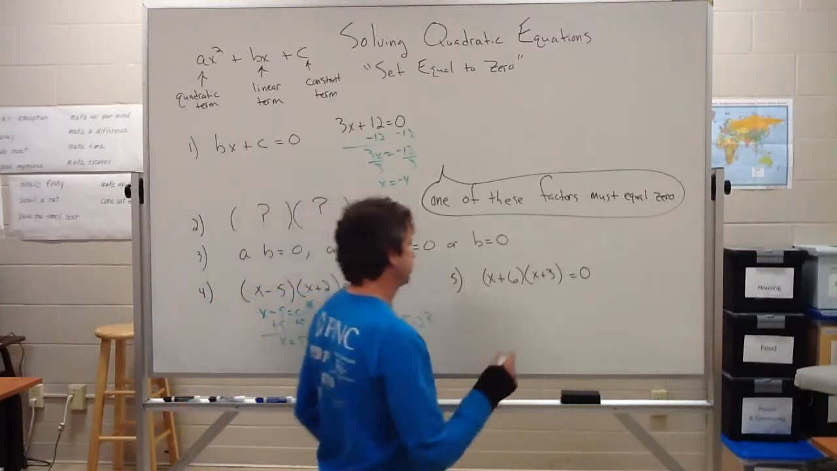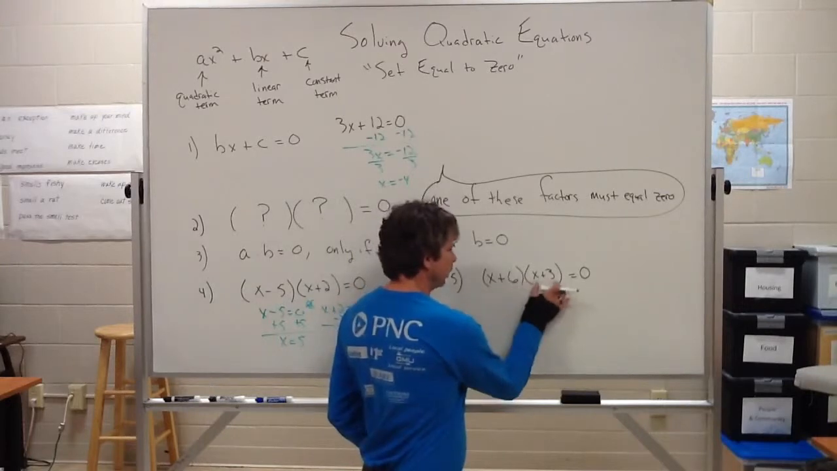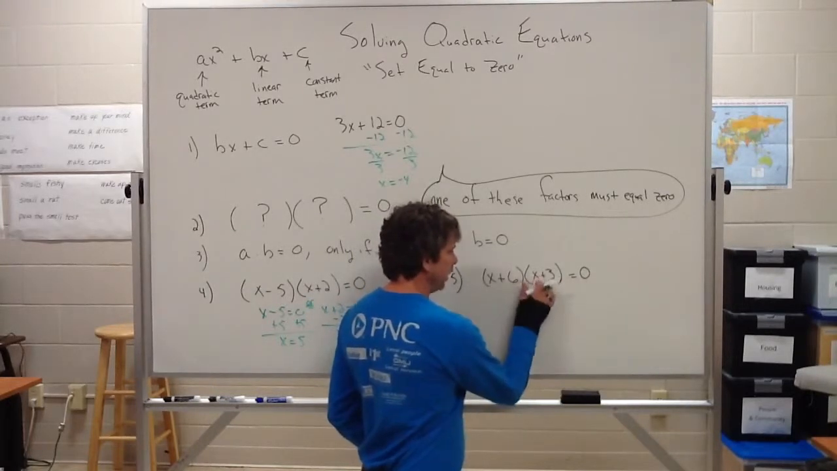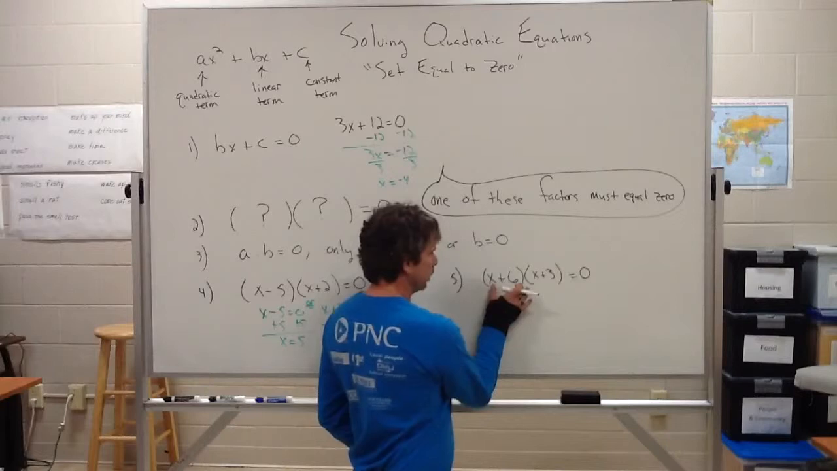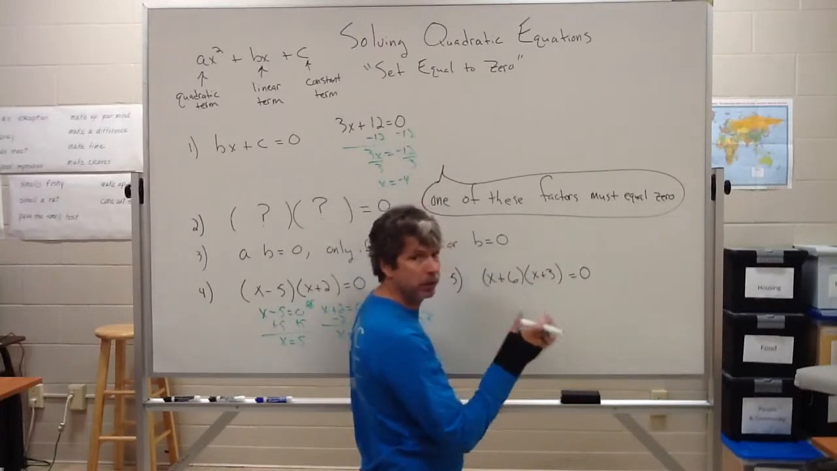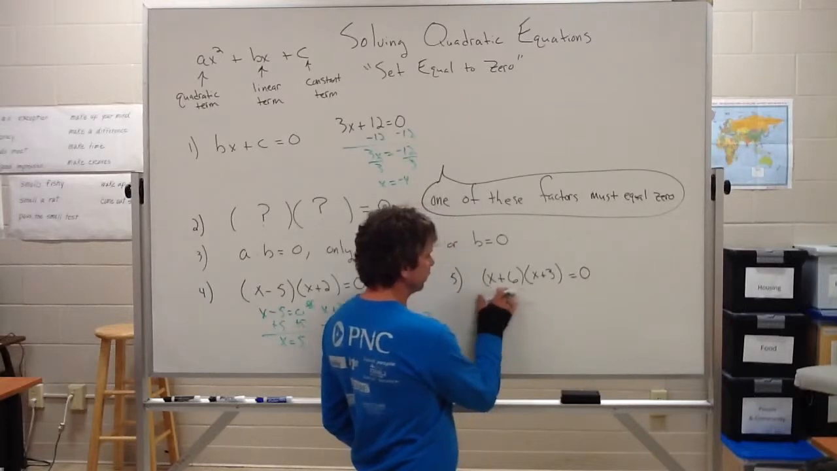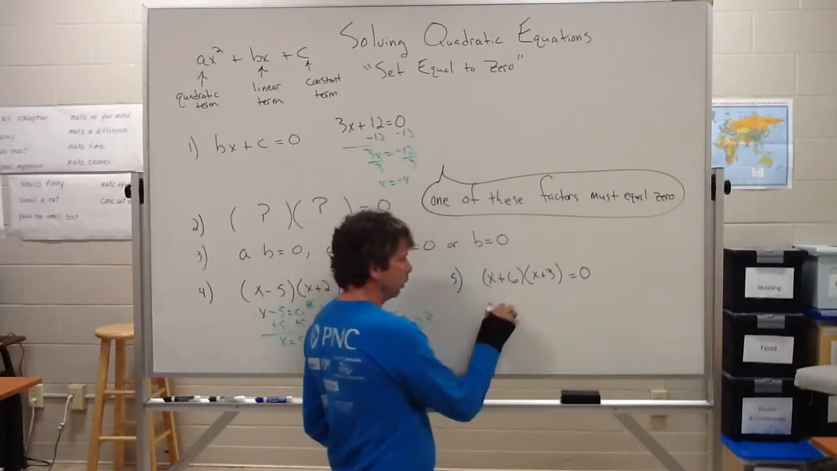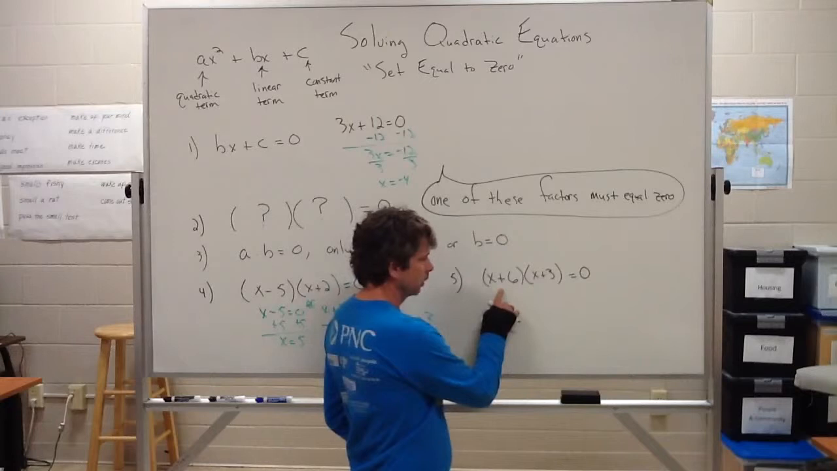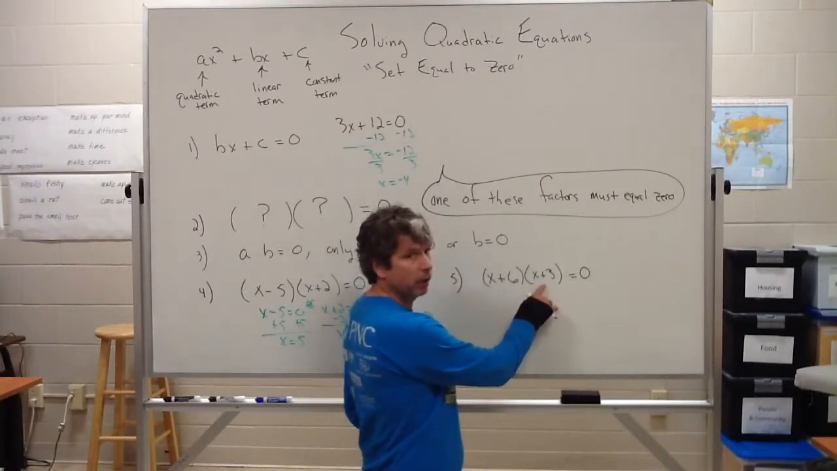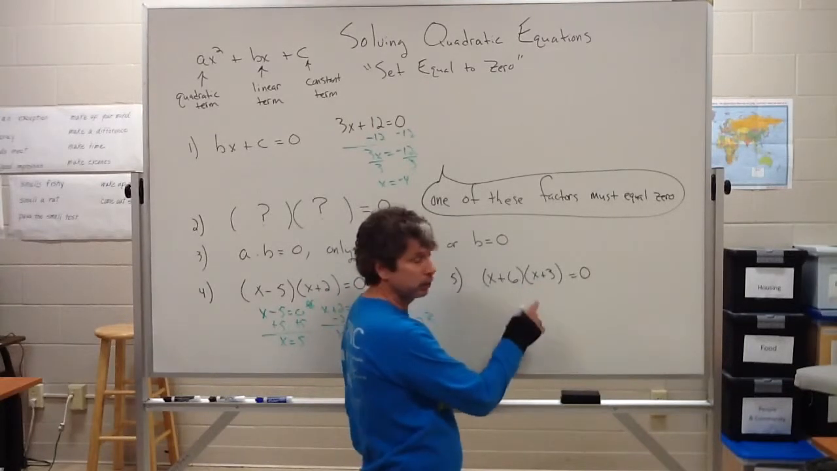If I look at this one, what times what would give me 0? Well, one of these things has to be 0. Because remember, things connected by parentheses mean that you're multiplying. So what can you make x be to make this turn 0? Well, if you see that that's got to be a negative 6, and that's got to be a negative 3, you're done. Negative 6 and negative 3 are the solutions.